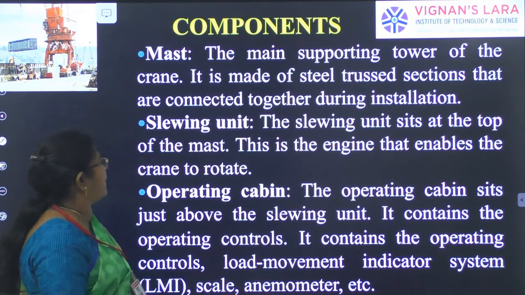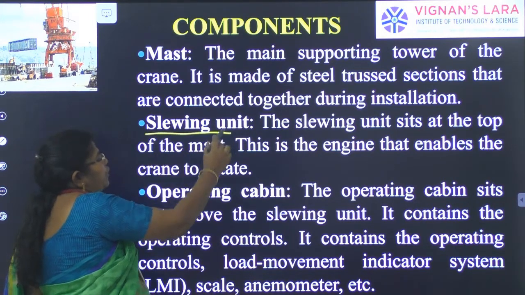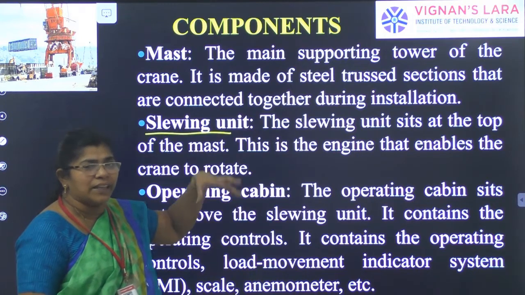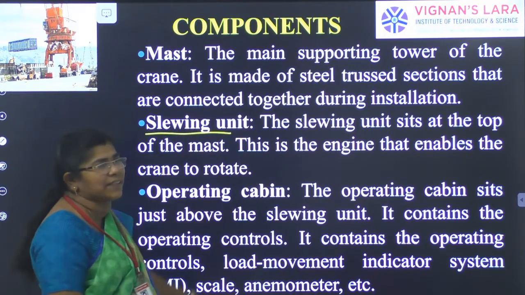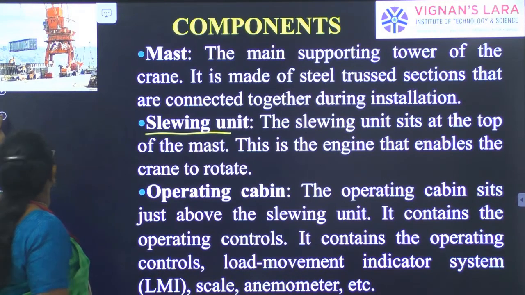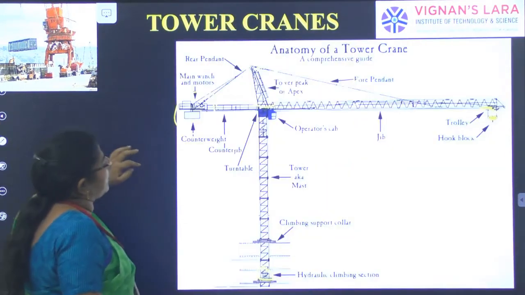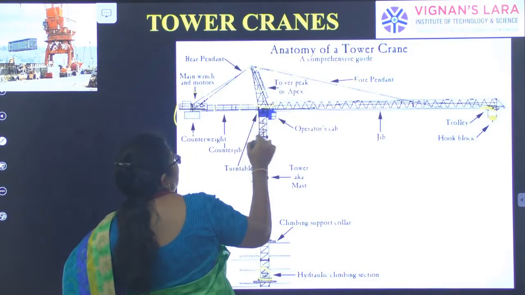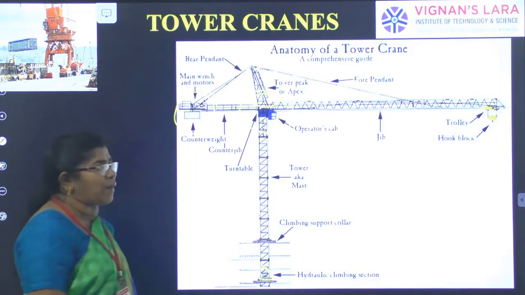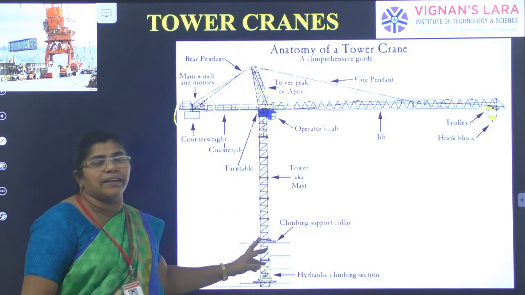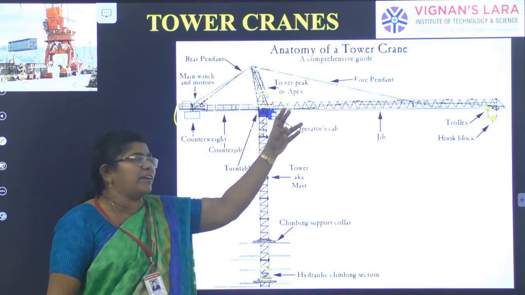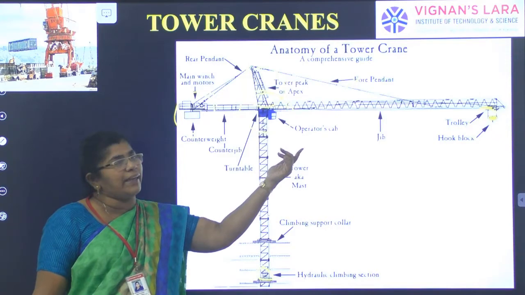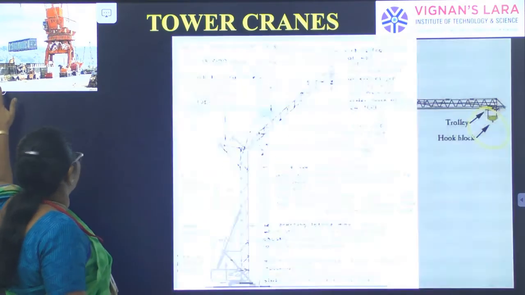That is one thing. The slewing unit. The slewing unit sits at the top of the mast. Above the mast, the slewing unit will be there. This is the engine that enables the crane to rotate. You can see here, this is the apex of the mast. This is the mast, the steel truss, above which there will be the slewing unit, which allows the crane to rotate 360 degrees and also up and down.